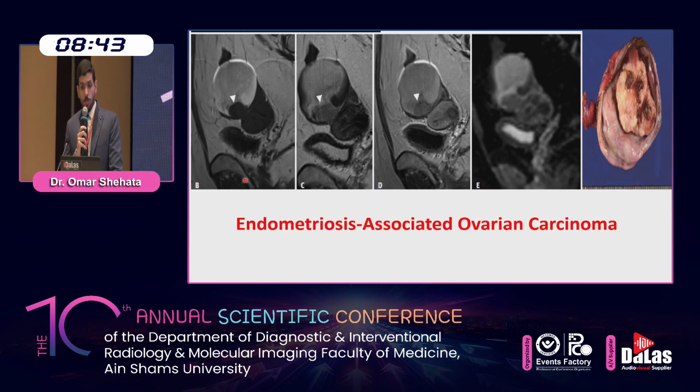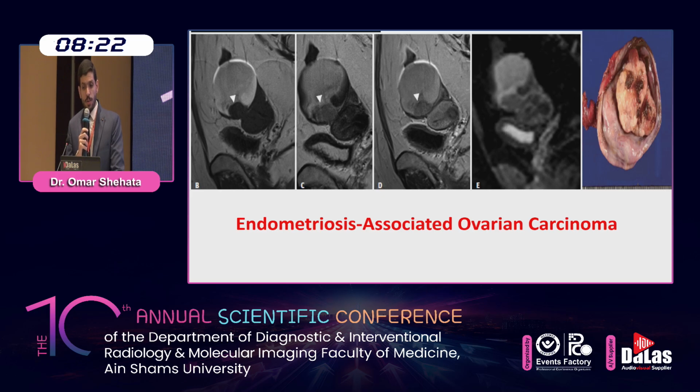One of the complications of ovarian endometrioma is the risk of malignant transformation. Although it's rare, the relative risk of developing ovarian cancer is up to 4.2 times greater in females with endometriosis than in the general population. The most frequent histological types of endometriosis-associated ovarian carcinoma are endometrioid adenocarcinoma and clear cell carcinoma.